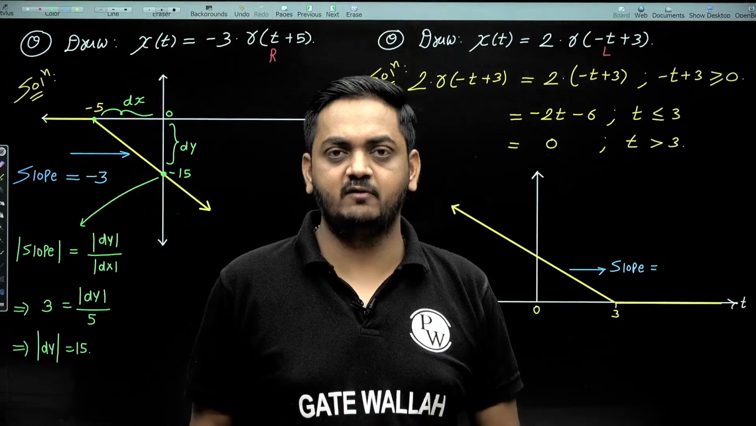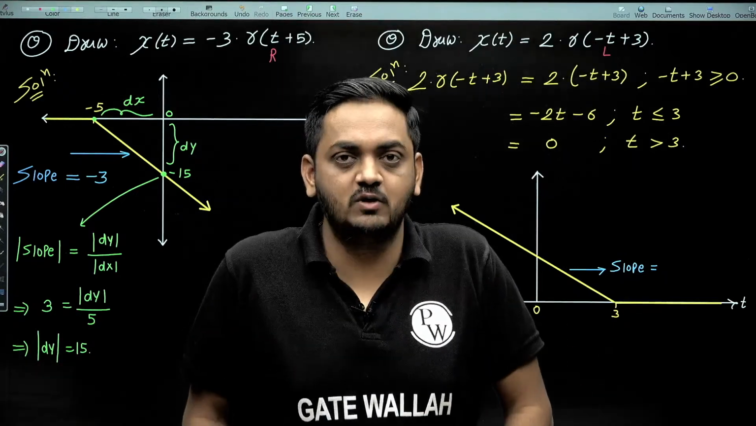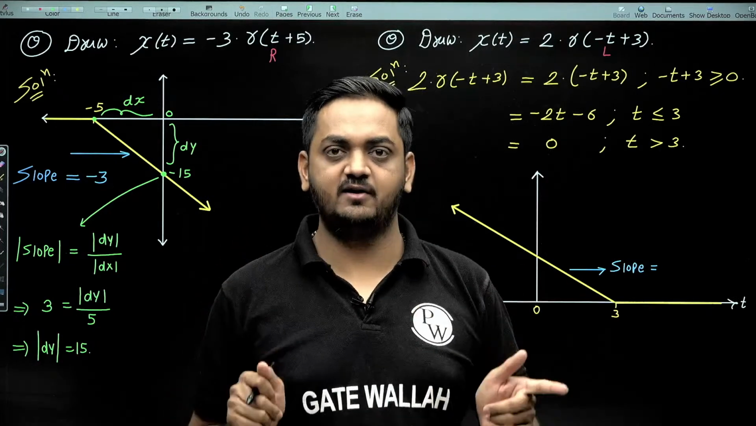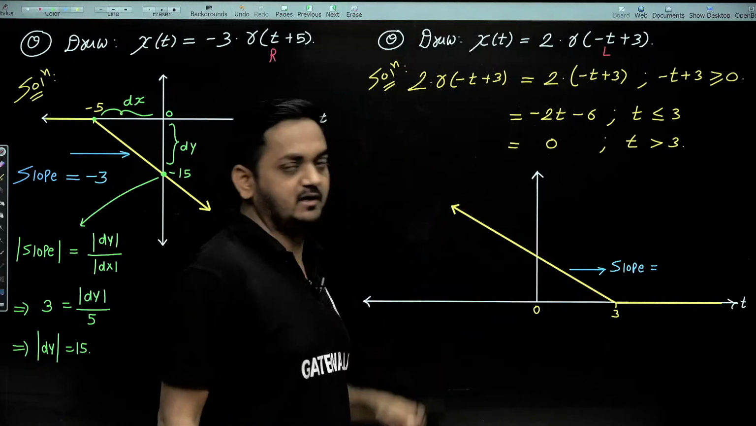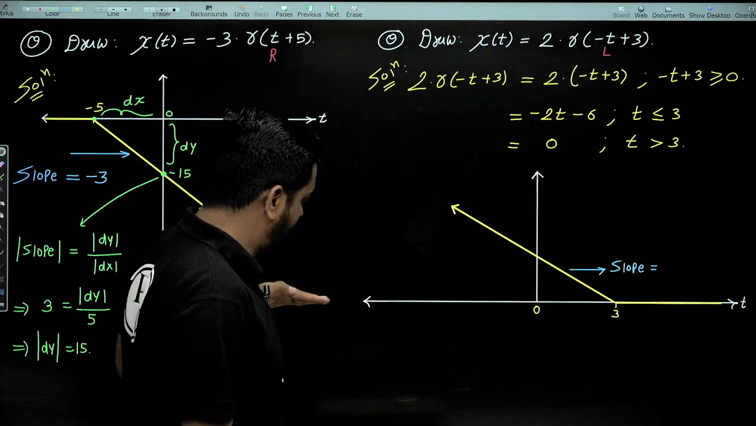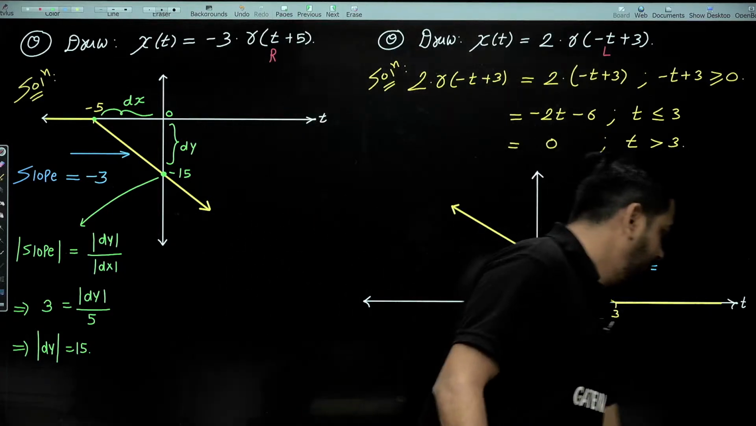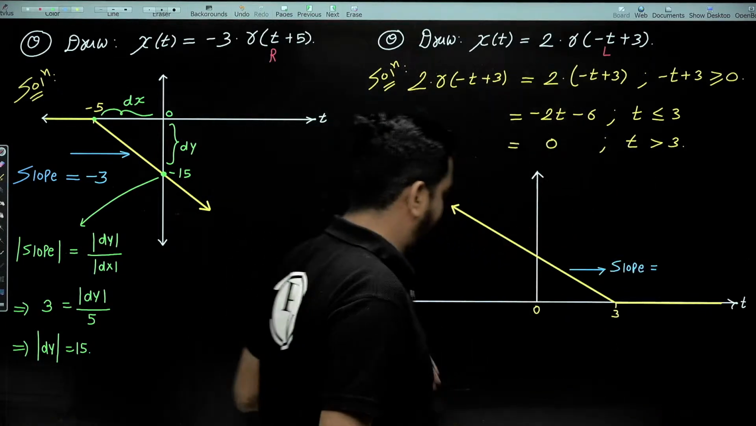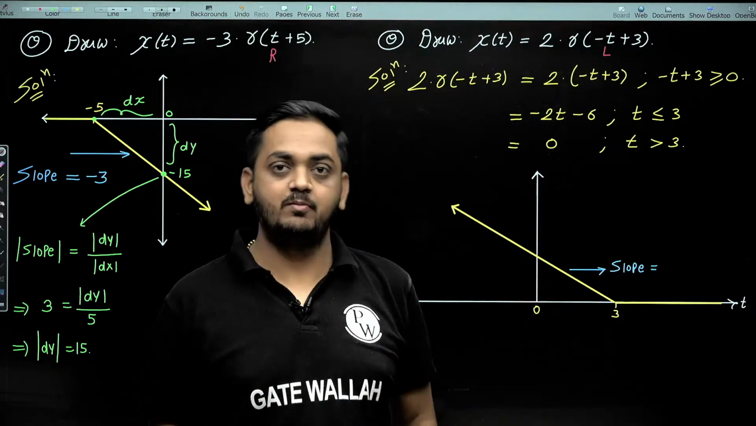You want to check whether the slope is positive or negative. You have to observe the amplitude changes from left to right. As we are moving from left to right, from t equal to minus infinity to plus infinity, it is decreasing linearly. That's why you have to take the slope as negative.